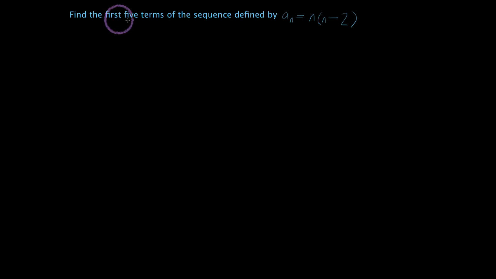We're looking at unique sequences, and this problem's asking us to find the first five terms of the sequence defined by this generic formula here. It's just a general formula that we use: a sub n is equal to n times n minus 2. This is just a generic formula for this problem specifically. So let's go ahead and actually list out the first five terms.